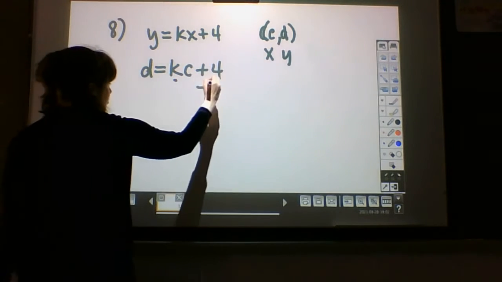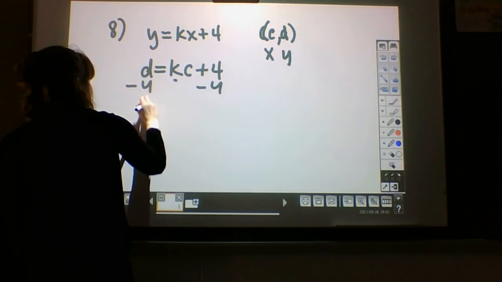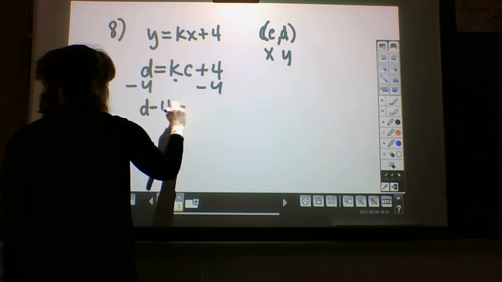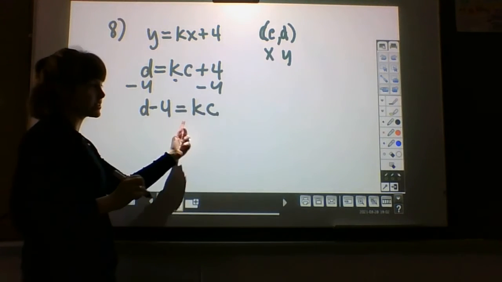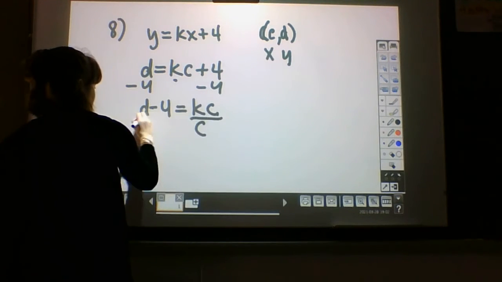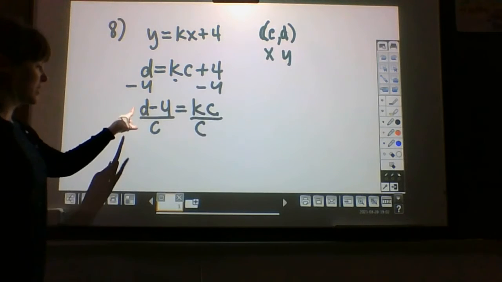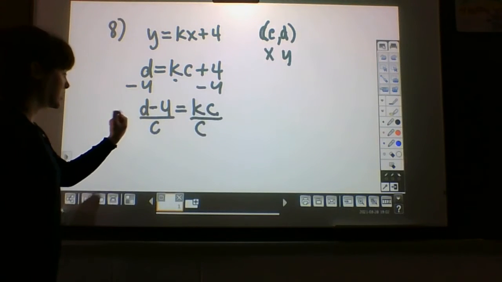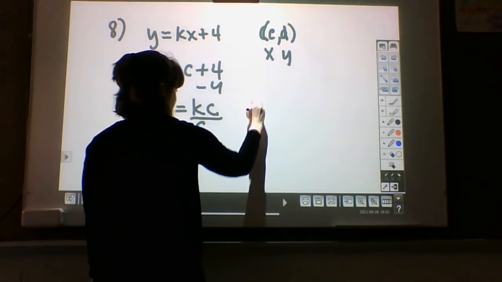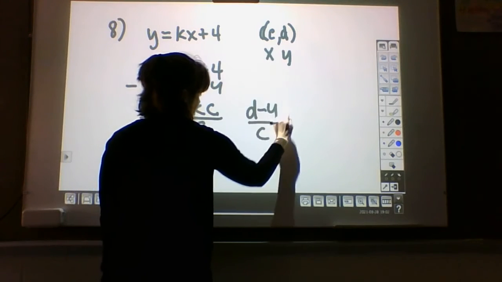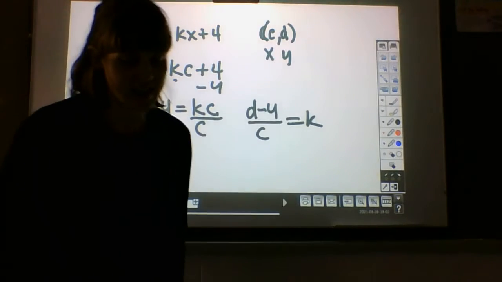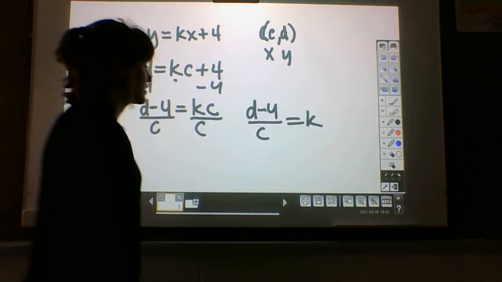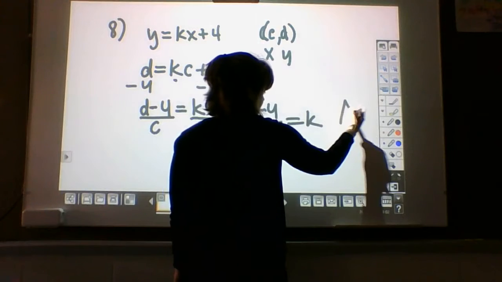Okay, so I'm going to subtract 4. So we got d minus 4 equals kc. Again, my goal is to solve for k, so I'm going to divide by c now. And I am left with (d minus 4) divided by c equals k. Alright, so we're looking for the choice that looks the closest to that, and it's A. So the answer to number 8 is A.